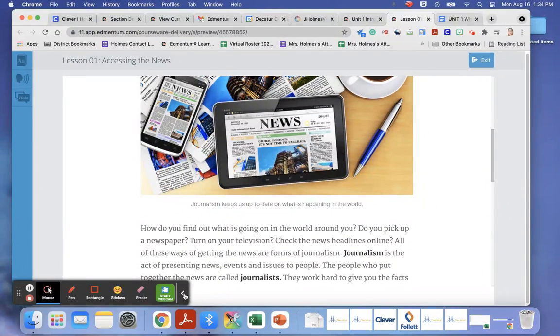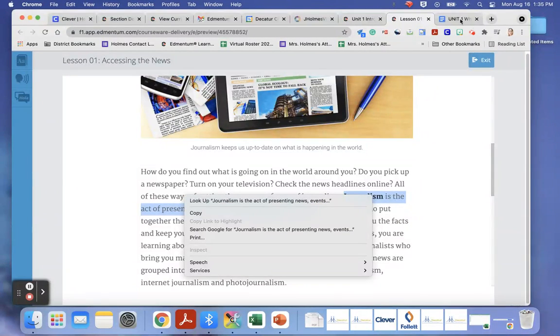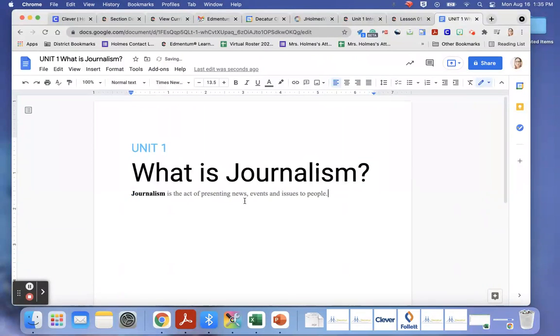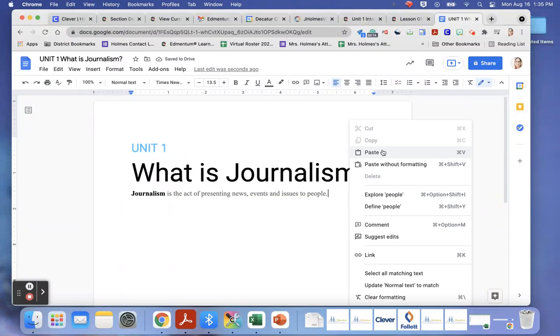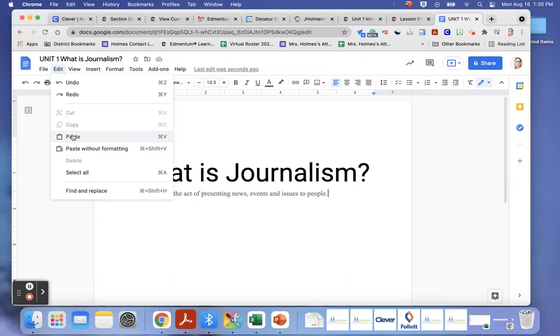Okay, so accessing the news introduction. Let me move that on over next to my notes. I like to do these side by side. That way I'm not constantly trying to figure out where I am, and that helps me a lot. How do you find out what is going on in the world around you? Do you pick up a newspaper, turn on your television, check the news headlines online? All of these ways of getting the news are forms of journalism. Journalism is the act of presenting news, events, and issues to people. So right there's one of our first key terms. I'm going to highlight that and press Control C, or you can right click copy. I'm going to jump back over to my notes and paste that. You could even go up to edit and paste.